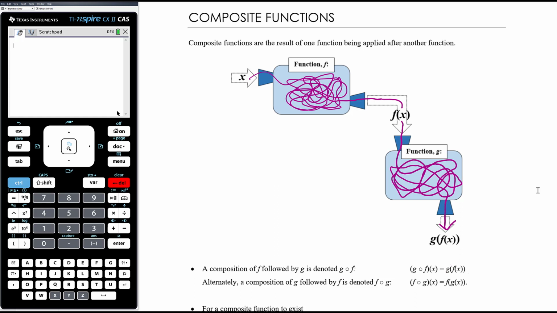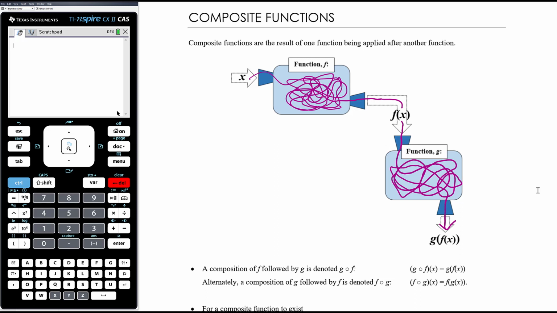If we compose the functions in the reverse order, a composition of g followed by f is denoted by FOG, f of g of x, and that's where we take x, we sub it into g first this time to get g of x, and then we sub all of that into f to get f of g of x, FOG. So that is when g is being applied first and then f.